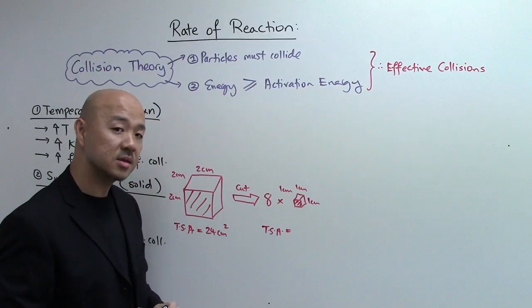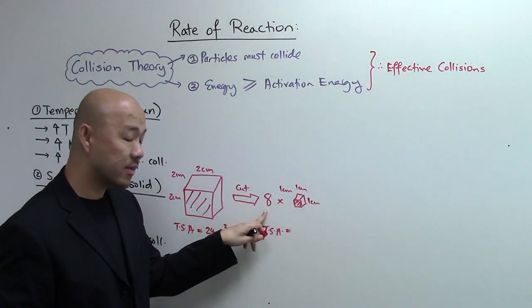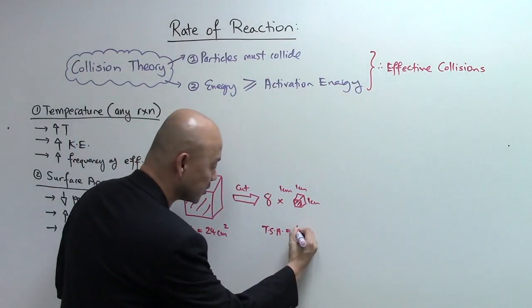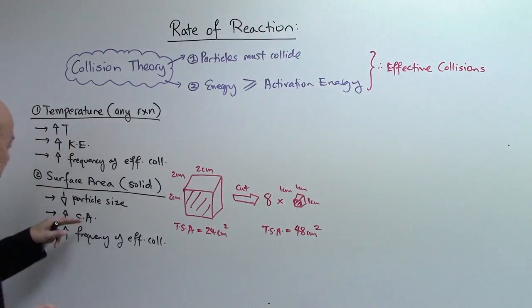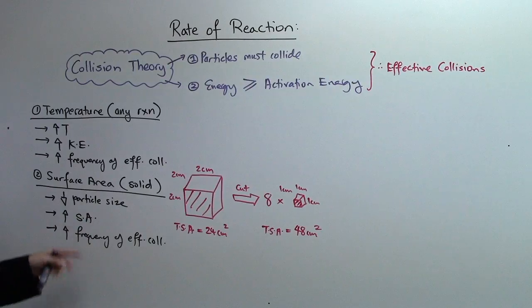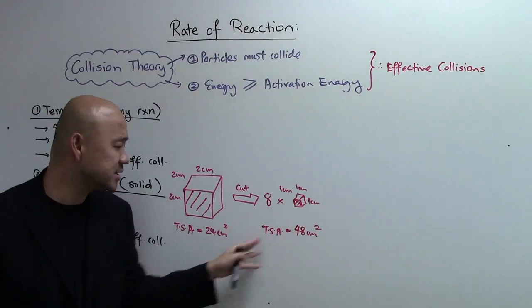6 sides, that will be 6 cm squared. Alright? And then you have 8 pieces. 6 times 8, you have 48 cm squared. So what you can see is every time I cut the solid reactant into smaller pieces, so the particle size becomes smaller, surface area actually increases. So in this case, it doubles.